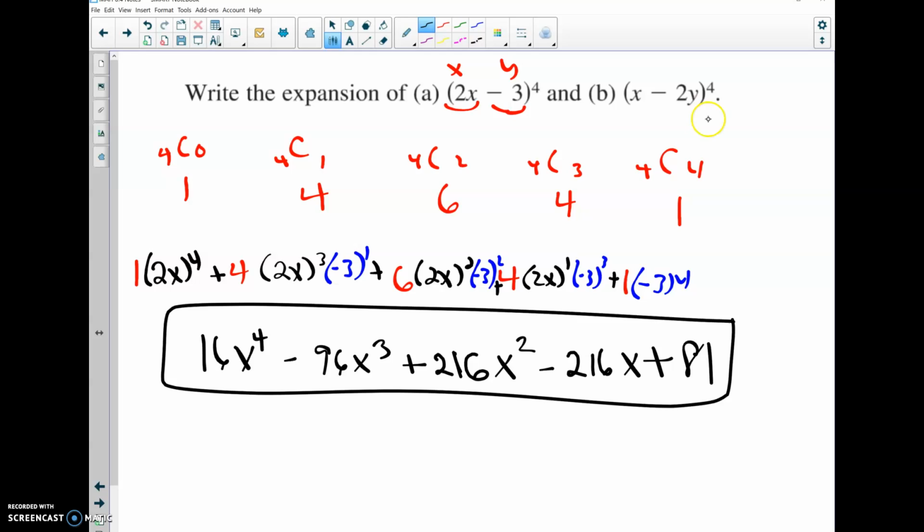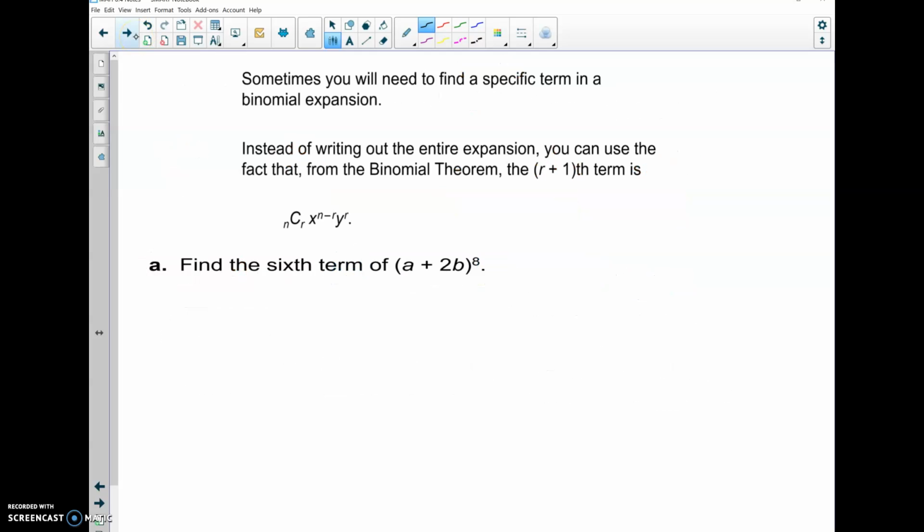If you want to take a look at what the answer for part B would be, that is in your textbook in section 8.4. Alright, so pause and write this part down.